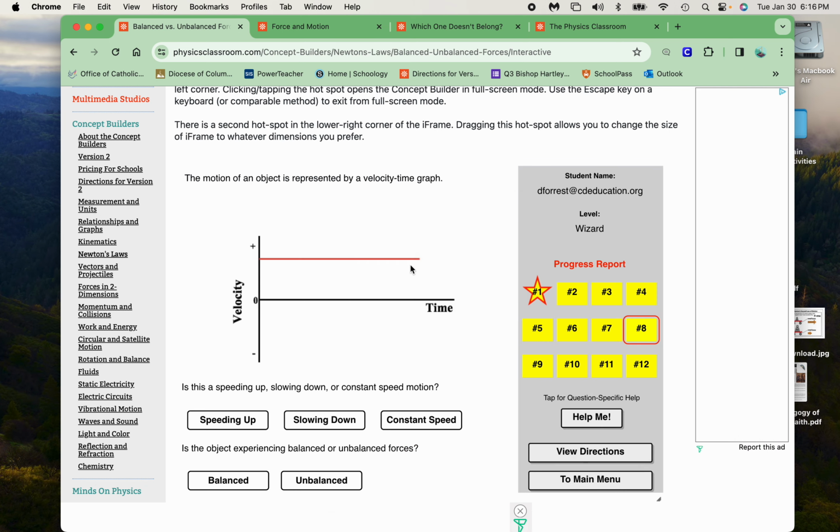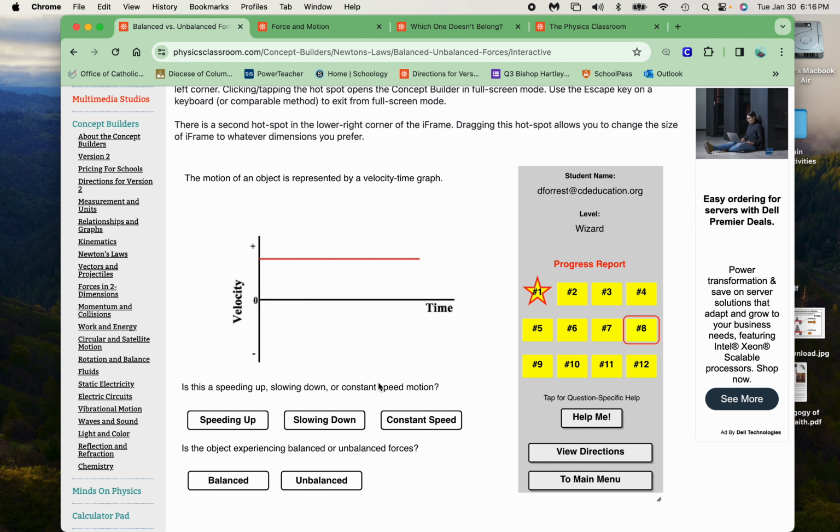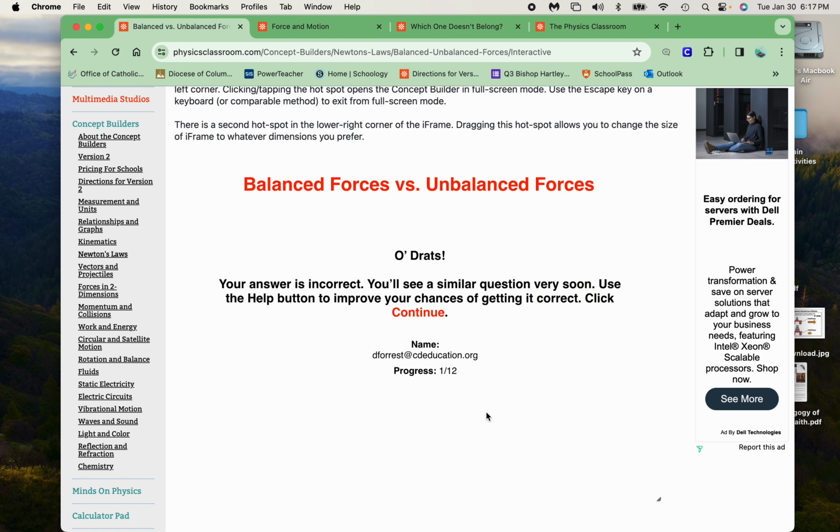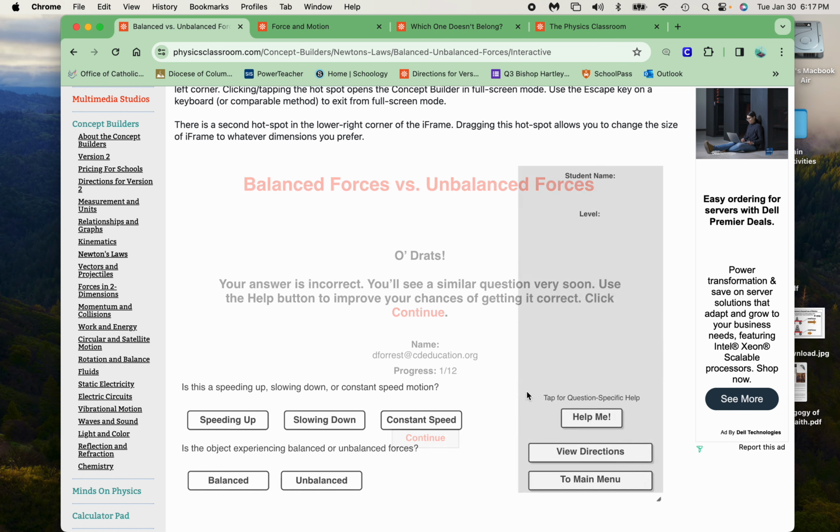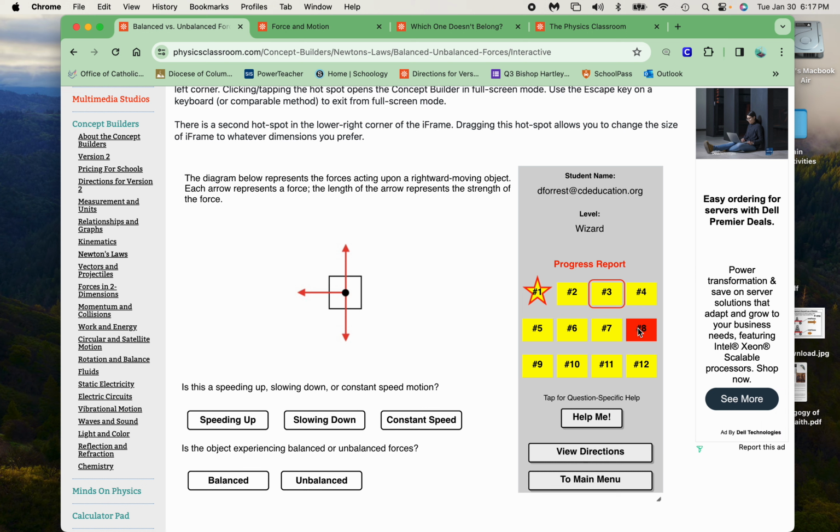This is a constant velocity. It's a velocity-time graph, so it's constant. Now I'm going to select unbalanced, even though it should be balanced. So this is the correct answer over here. Uh-oh, drats. So what you're going to notice now is, remember, when you miss one, this is going to become a red box. Whenever you hit that again, you're going to have to get two correct for that particular box number. Okay, so it is helpful to you to get them right on the first try.